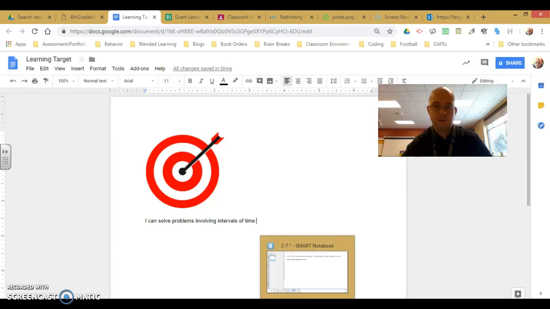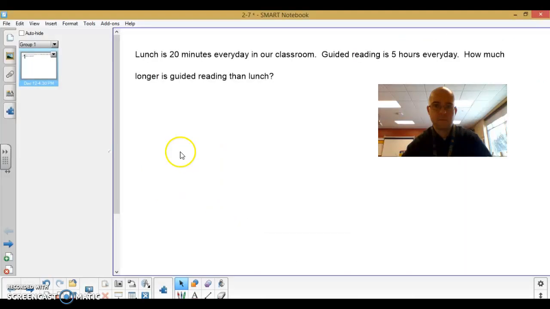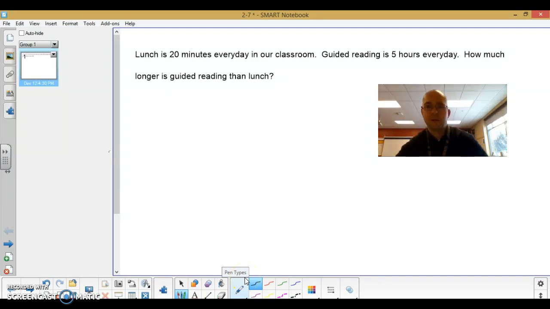So, let's take a look here at the problem. Lunch is 20 minutes every day in our classroom. Guided reading is 5 hours every day. How much longer is guided reading than lunch?